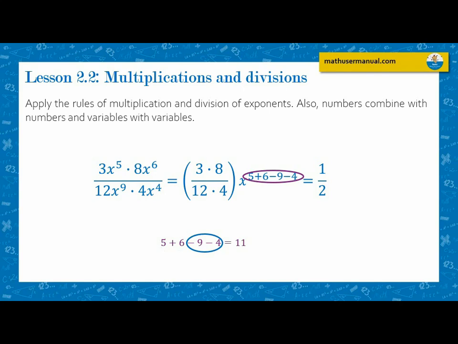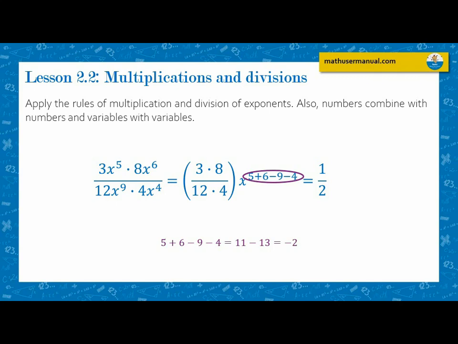If they are both negative, we add them. So 9 plus 4 is 13. And we keep the negative sign. So this is negative 13. Now we have 11 minus 13. And 11 minus 13 is equal to negative 2. Because the 13 is a bigger number and it's negative. That's why the answer is negative 2.